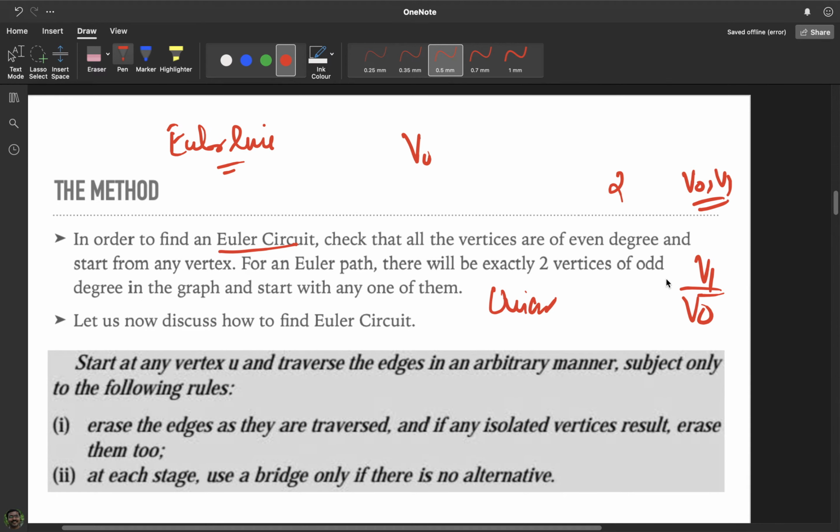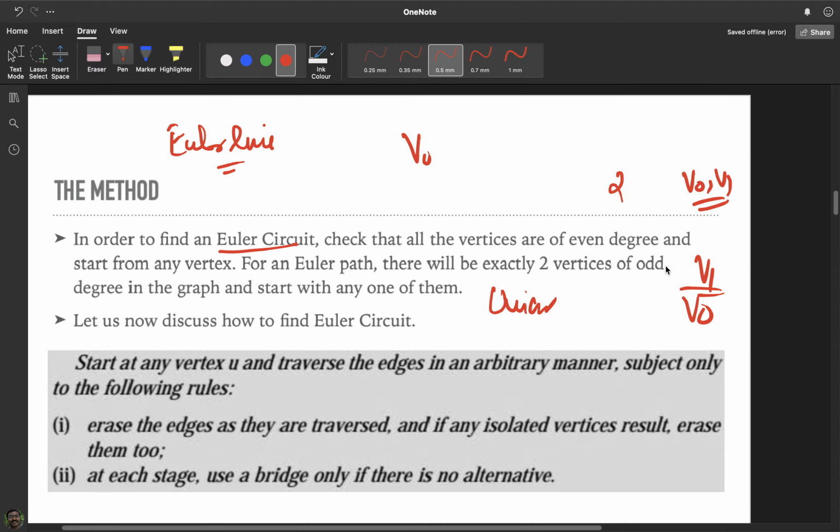So if you start with a different vertex, you will be getting a different path. Okay, so that's no issue. If you want an Euler circuit, you can start at any vertex you like. If you want an Euler path, you should start only at an odd vertex. There are two odd vertices, and you can choose any one you like. Okay, so that is the basic idea.